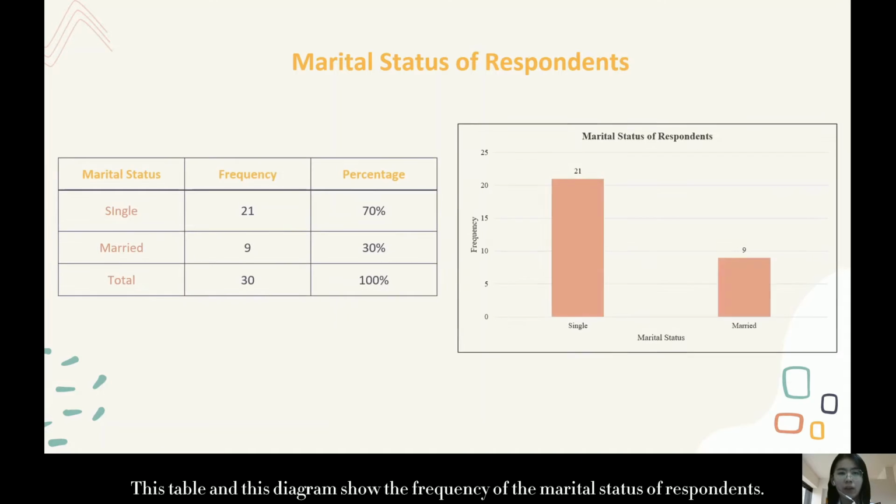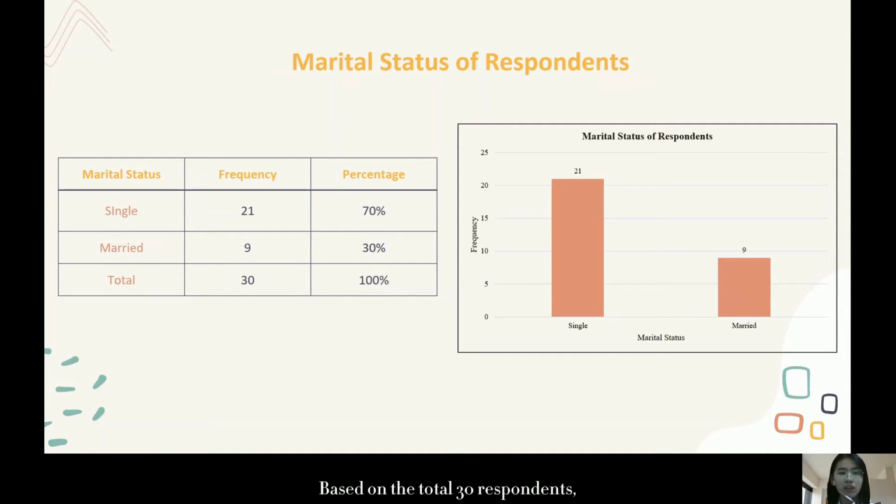This table and this diagram shows the frequency of the marital status of the respondent. Based on total 30 respondents, there are 21 respondents who are single and 9 respondents who are married. The respondents who are single occupy 70% of overall, while the respondents who are married occupy 30% of overall.